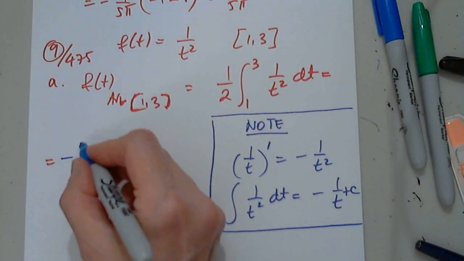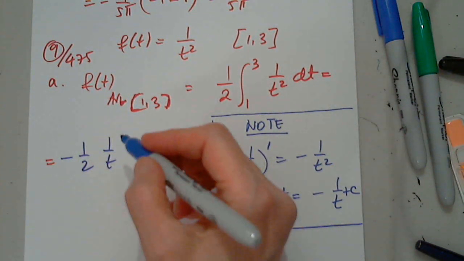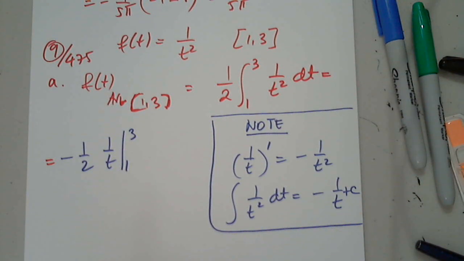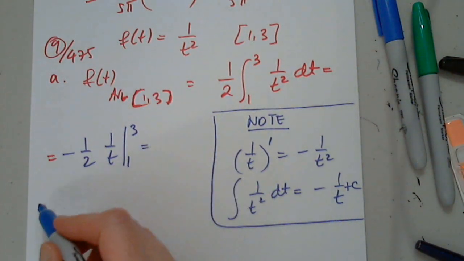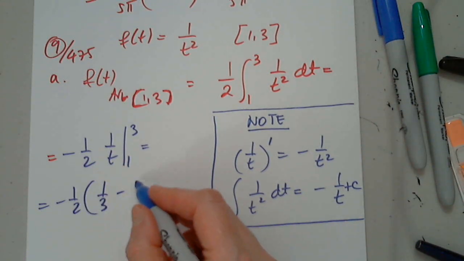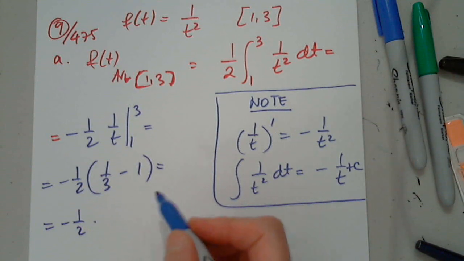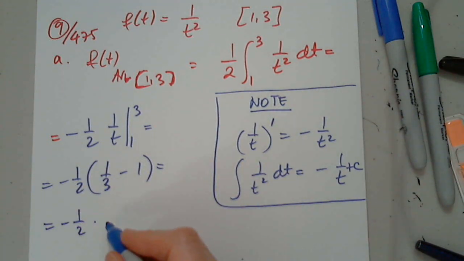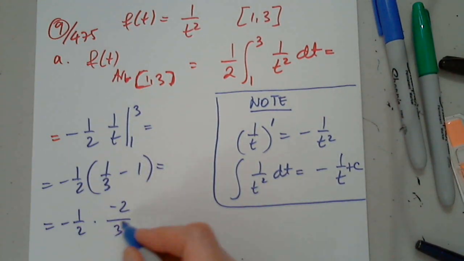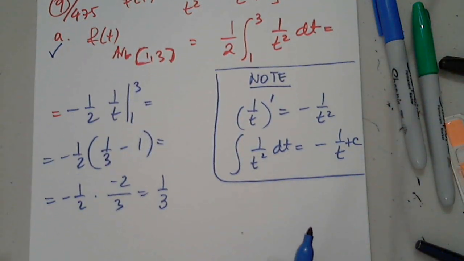So therefore, I know that this is negative 1 over 2, and 1 over t, of course, from 1 to 3. And this is negative 1/2. When I plug in 3, I have 1/3, minus when I plug in 1. So I have negative 1/2, and this is negative 2 over 3. And the answer is 1/3. So this is the first part.